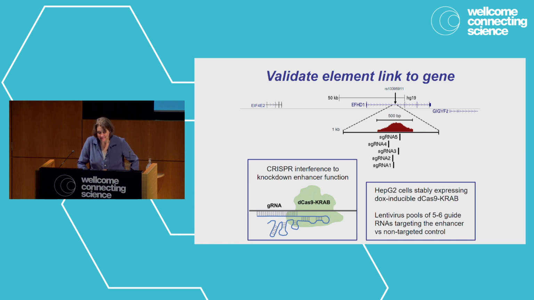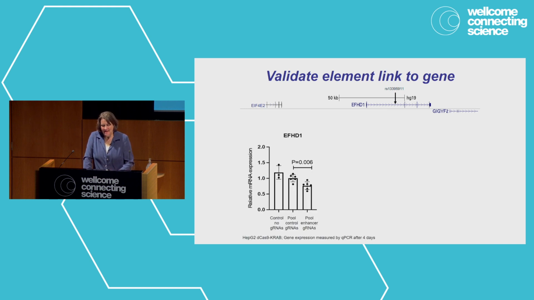So here we cloned 5 different guide RNAs together as a pool with lentiviruses, introduced those into the cells, and then used quantitative PCR to measure the expression level of both the target gene, this is the one that we're predicting, EFHD1, as well as 2 other nearby genes to see if there's an effect there. So here you can see that there's a modest reduction in the expression level of EFHD1 when we use a pool of guide RNAs to the enhancer compared to a pool of control non-targeting guide RNAs.